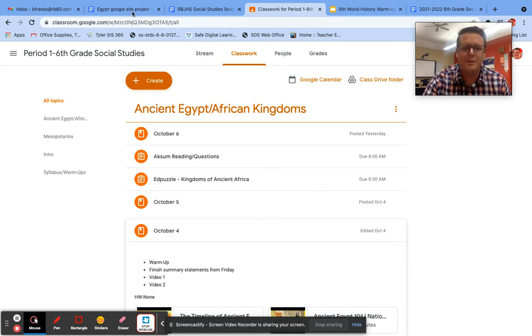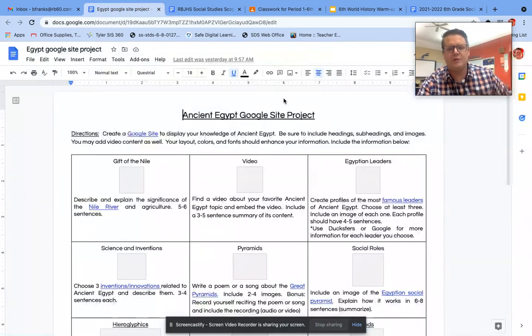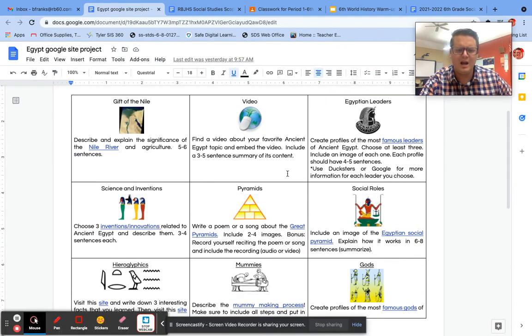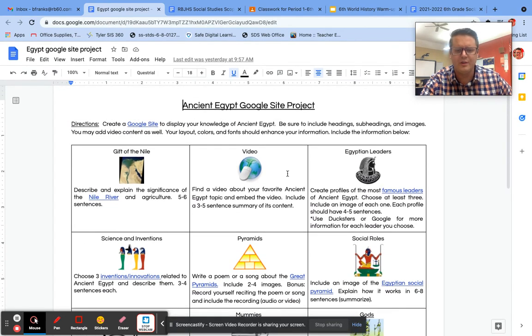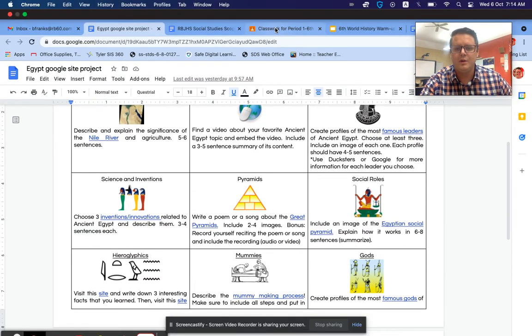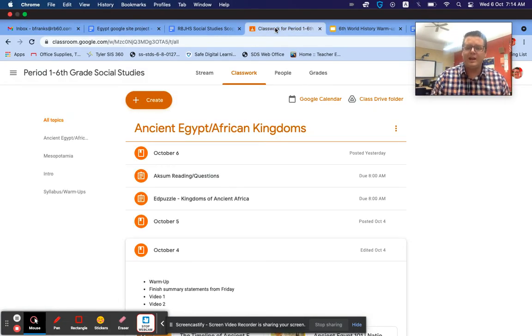The one coming up in ancient Egypt is going to look like this, and we'll start next week. It asks the sixth graders to develop a website in Google Sites that includes all these components about ancient Egypt, such as social roles, pyramids, science and inventions, and so on. Hopefully that gives you a brief overview about what sixth grade social studies is all about: expectations, where we've been, where we're going, and what's going on.